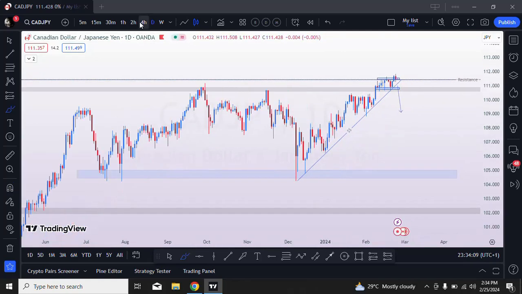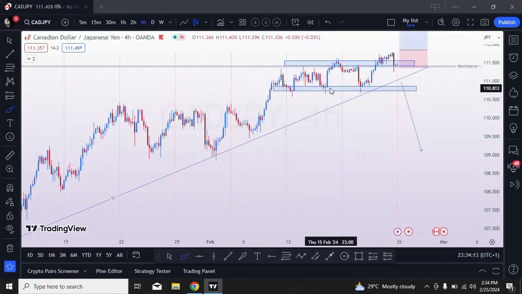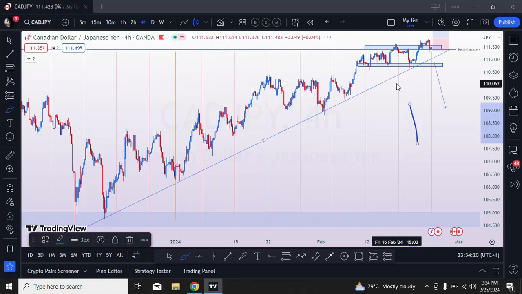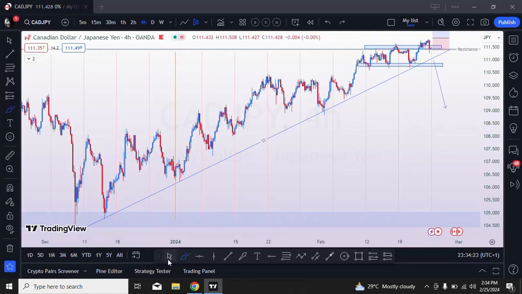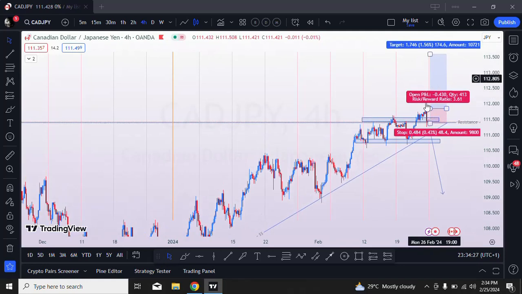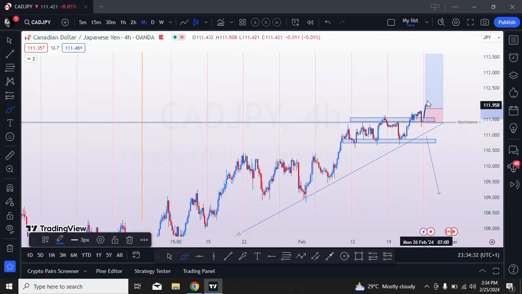So currently CADJPY is consolidating. It is consolidating because the price has been trapped within this consolidation. So what am I expecting? I'm expecting CADJPY to possibly continue the uptrend. That's my number one bias, right? Continue this uptrend from here, and the price will continue to push up after the breakout from this consolidation.